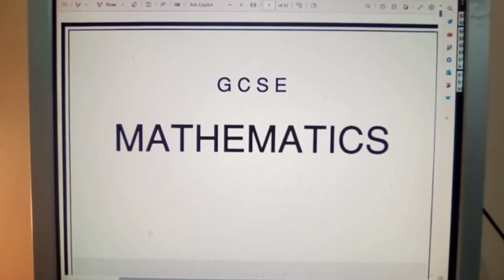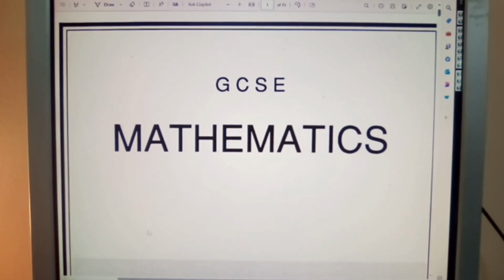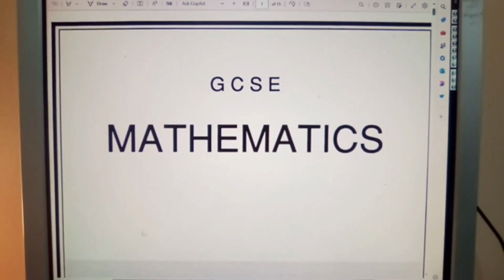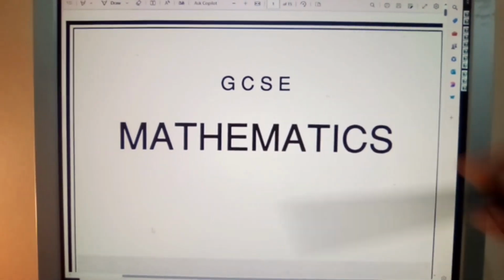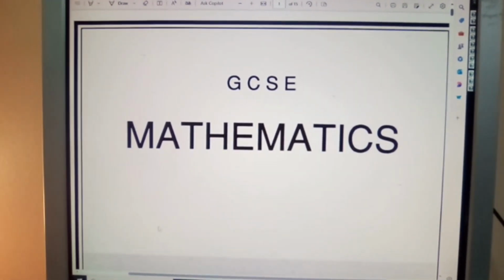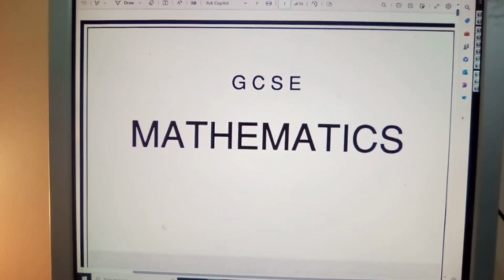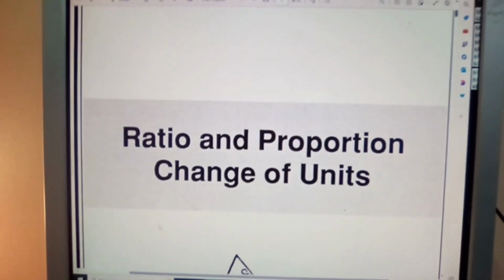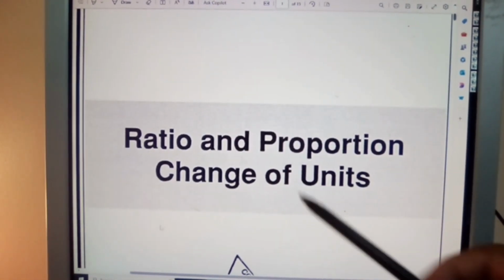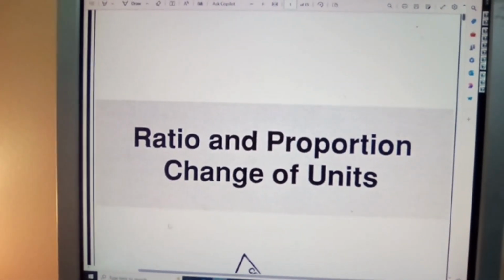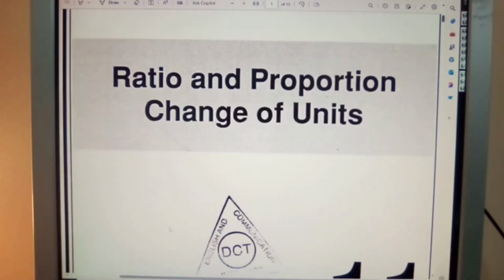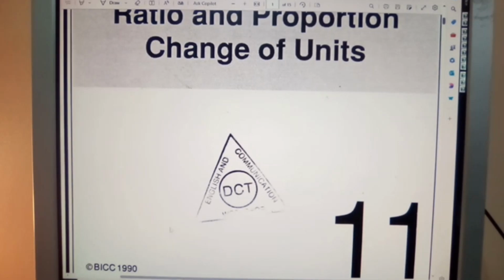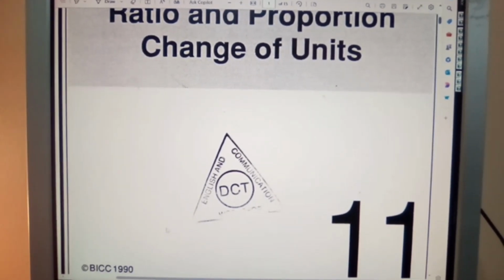Okay, and I am going to be looking at mathematics today. GCSE mathematics, and the subject area I'm going to look at is ratio and proportion, change of units. And this is unit 11. Now, unit 11 doesn't mean anything to you, but it's just for my own reference.